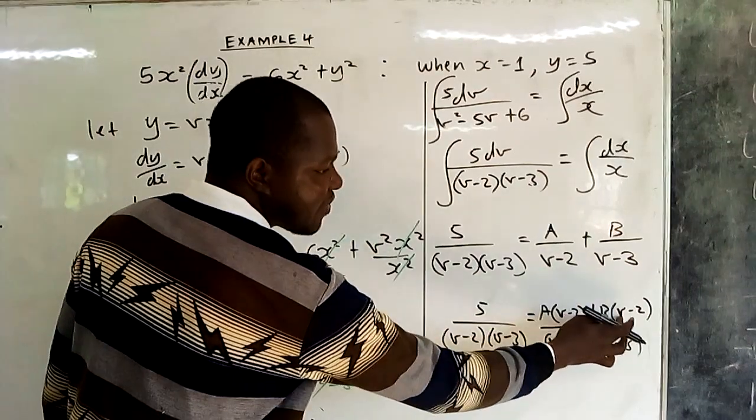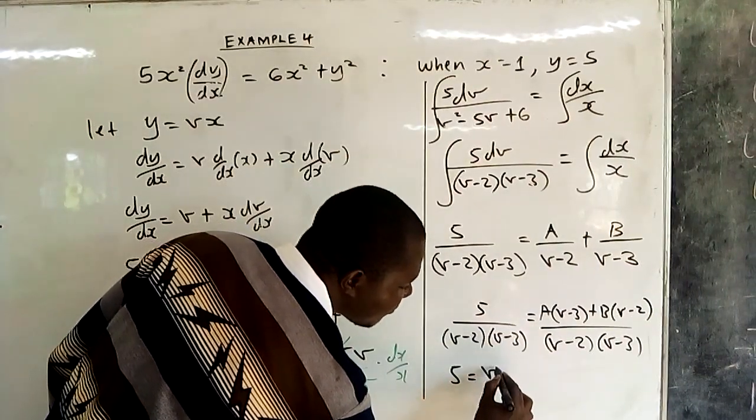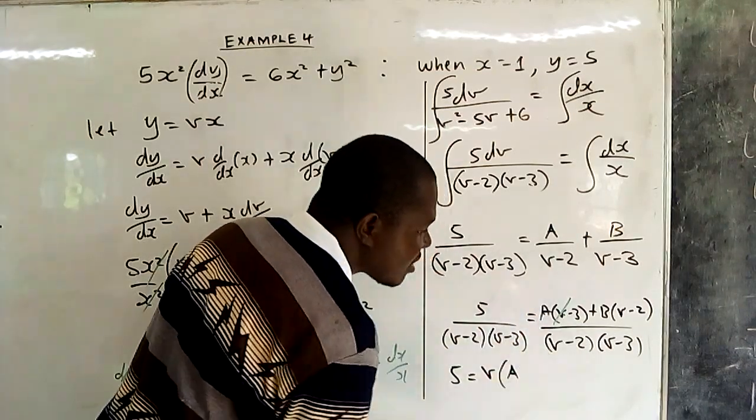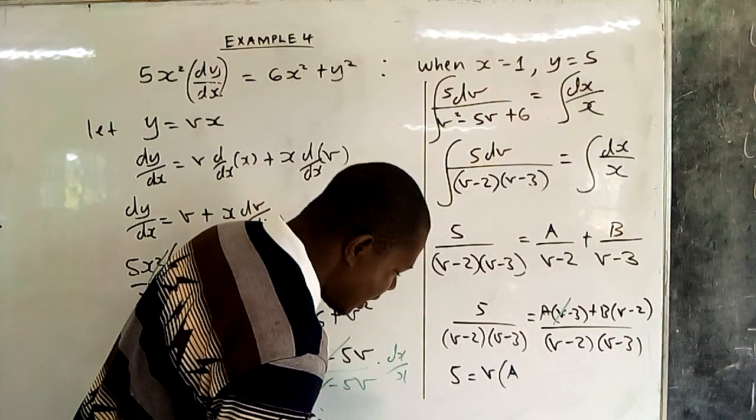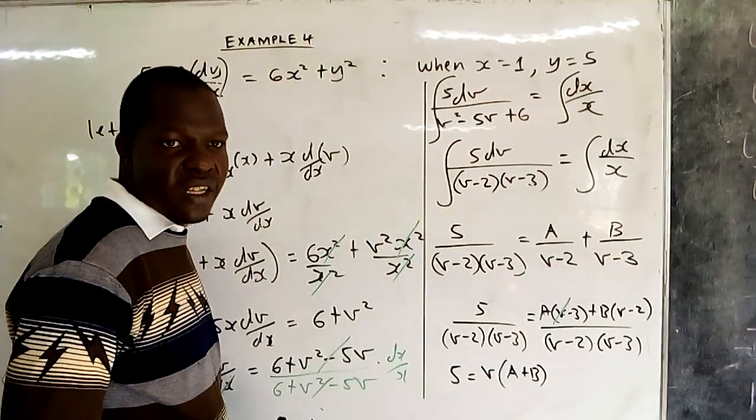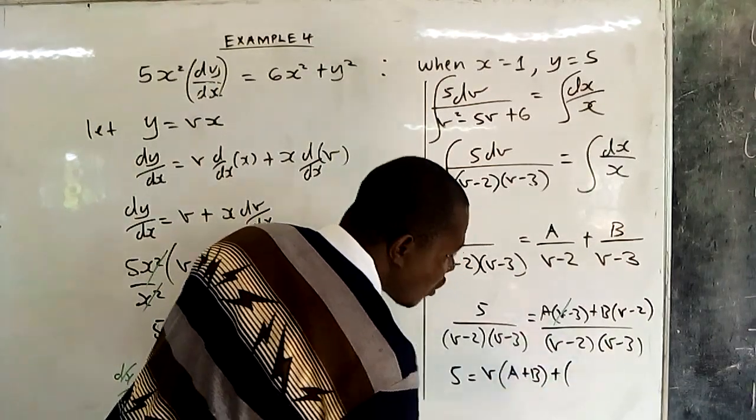So it means what is in the numerator here, 5, is equal to what? That side, if you collect the coefficients of v, if you take v outside, here we have A times v, meaning A is a coefficient of v. You've collected that, isn't it? Then plus v times B, meaning plus B is a coefficient of v. So you've collected coefficients of v together, isn't it? Then it is plus, you collect the constant term.